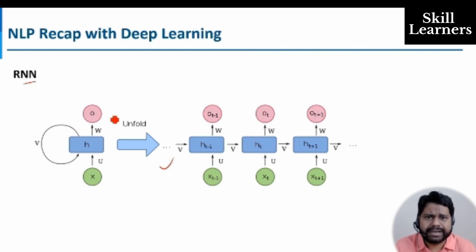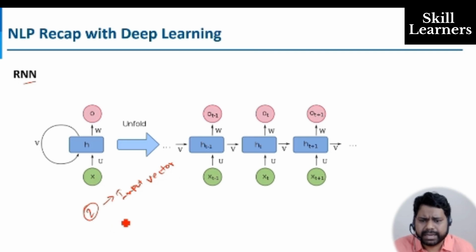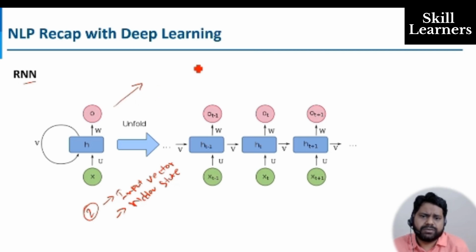So RNN stands for recurrent neural network, as we discussed. RNN has a memory state to hold the memory. If we try to understand what happens here, in any RNN cell we have two inputs: one is our input vector, and the other one is the hidden state.